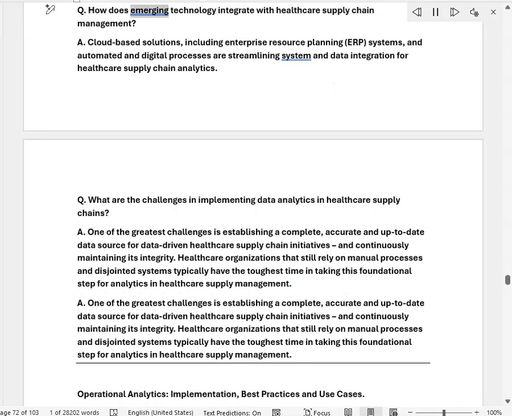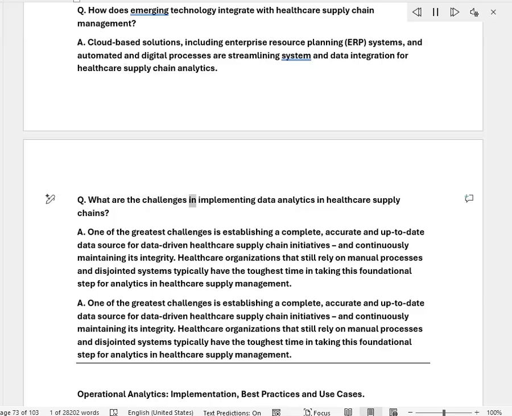Q. How does emerging technology integrate with healthcare supply chain management? Cloud-based solutions, including enterprise resource planning, ERP, systems, and automated and digital processes are streamlining system and data integration for healthcare supply chain analytics.